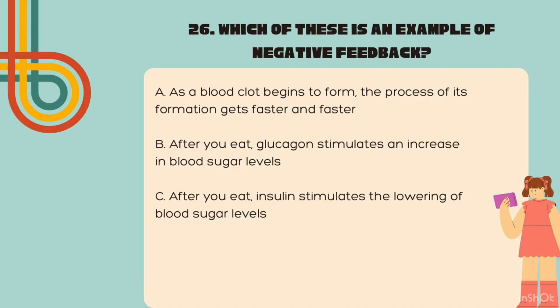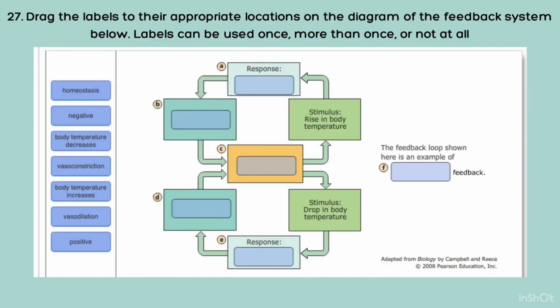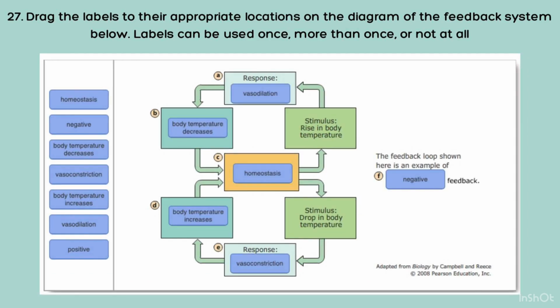Number 26. Which of these is an example of negative feedback? The answer for this is going to be C. After you eat, insulin stimulates the lowering of blood sugar levels. Number 27, try to drag these labels into the appropriate location. Pause the video, try to do this on your own. So this is how the correct diagram is supposed to look when you're done. Just know that this process is negative feedback.